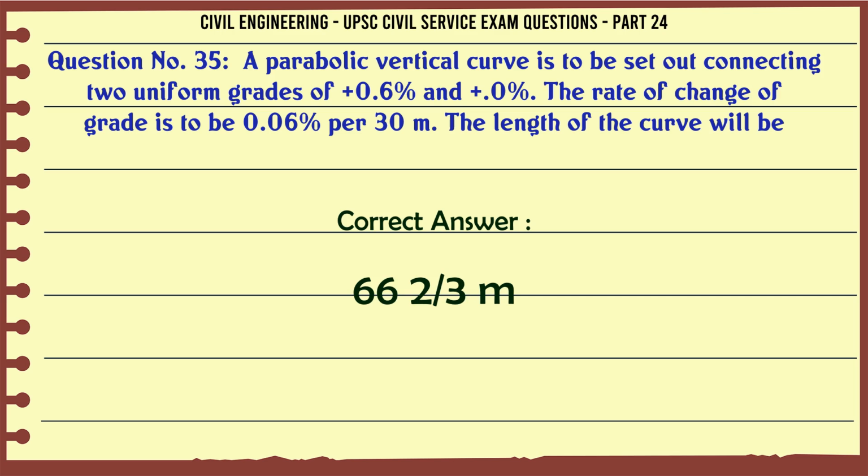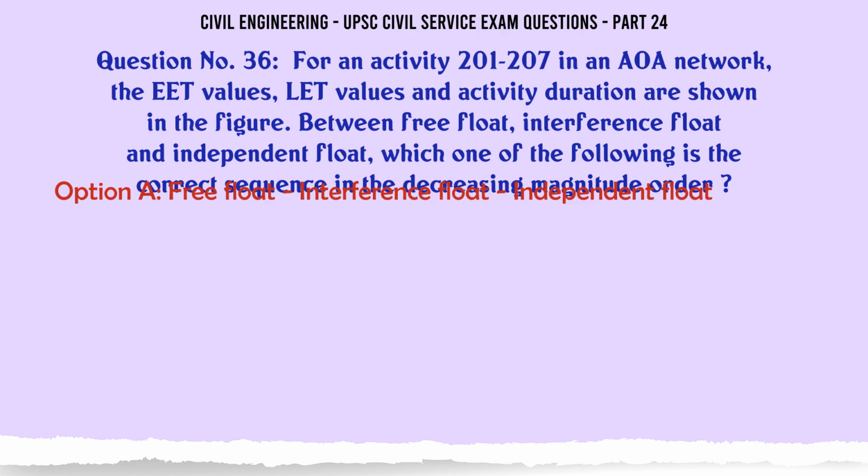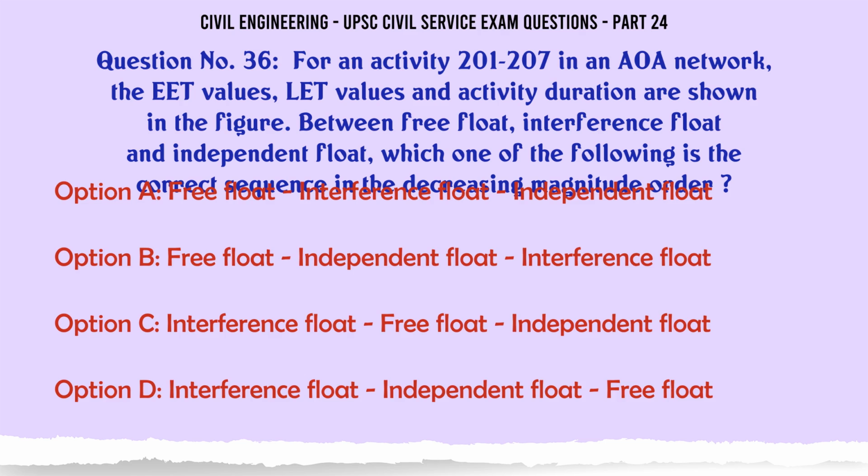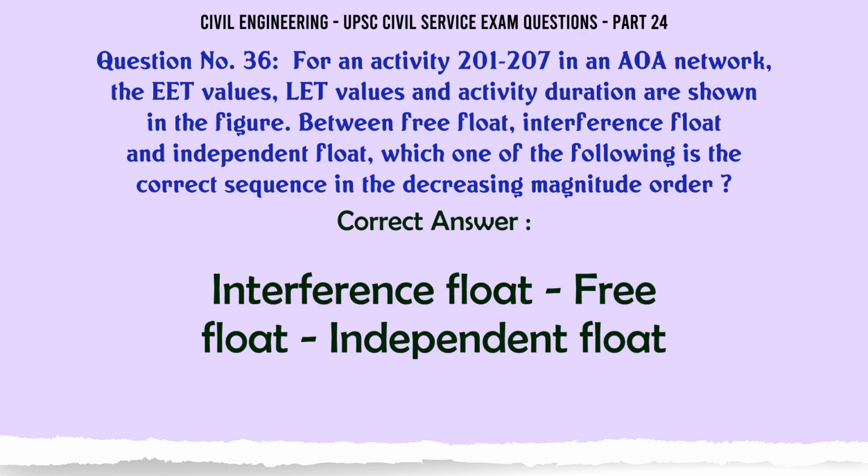The correct answer is 6623 m. For an activity in an AOA network, the EET values, LET values, and activity duration are shown in the figure. Between free float, interference float, and independent float, which one of the following is the correct sequence in the decreasing magnitude order? A. Free float, interference float, independent float. B. Free float, independent float, interference float. C. Interference float, free float, independent float. D. Interference float, independent float, free float. The correct answer is interference float, free float, independent float.